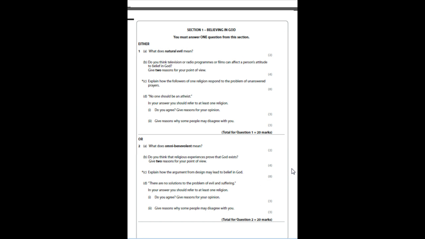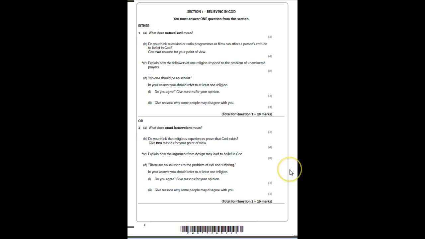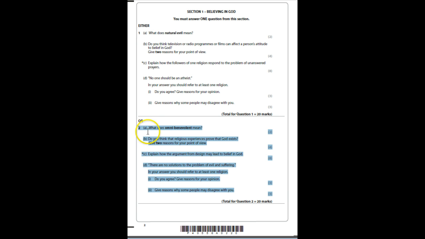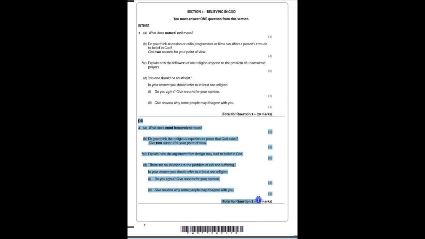If I scroll down, this is the first section, believing in God. Now, when it talks about a question, it's actually talking about this whole part here. That is question 1. So question 1 is divided into 4: A, B, C and D. And question 2 is divided into 4: A, B, C and D. So you've either got to do all of them or all of them for the believing in God section. You cannot mix and match.